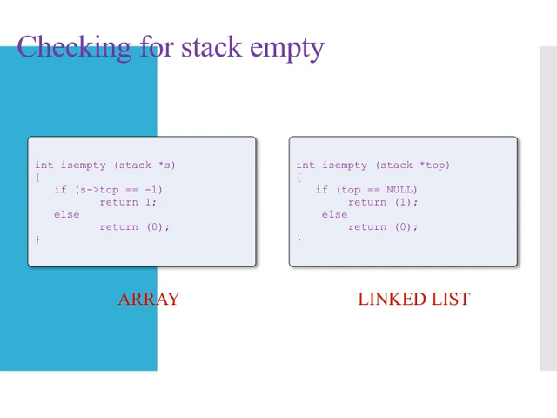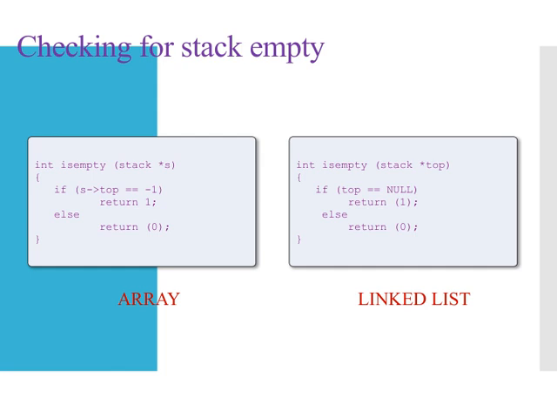Now, for the linked list implementation, the idea is similar but uses a different approach. Here, we check if the top pointer is null. If it is, that means there are no nodes in the list, so the stack is empty. We return 1 in that case. If top isn't null, then the list has elements, and we return 0.